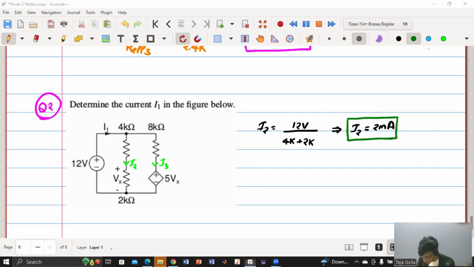So now what I have to do? What I have to do is I have to calculate Vx. So now can you tell me what is the value of Vx? So I know the current and I know the resistance value. Anyone, how to, or what is the value of Vx?